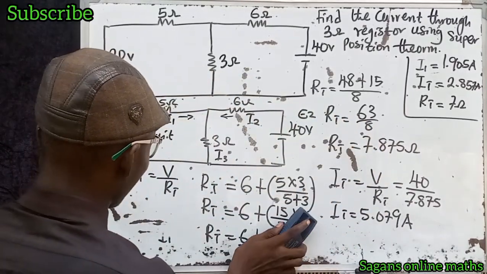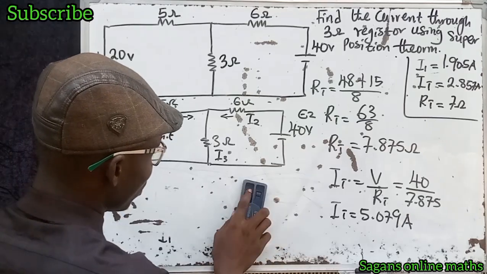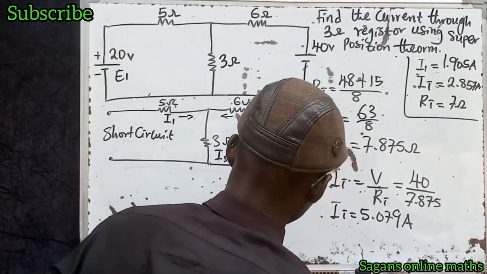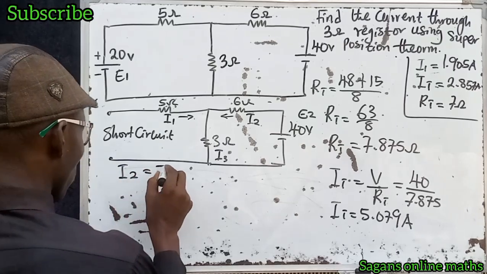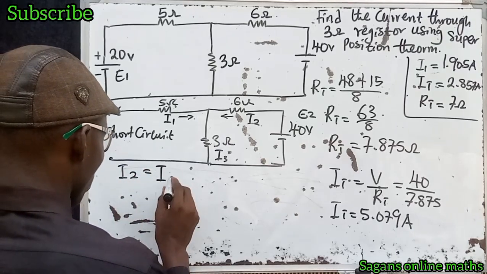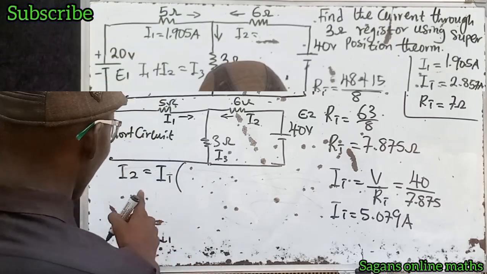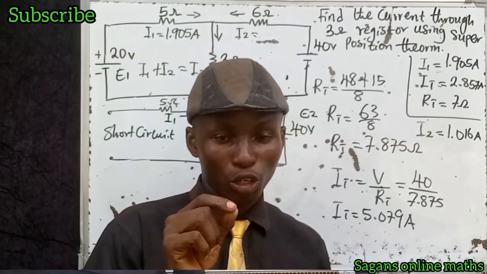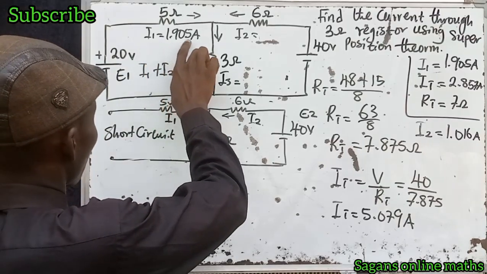So I can remove this from here, right? Let me remove this from here quickly. Alright. Now that means it will be what? I2 is equal to our total what? Total current, which is just this. Now let's look for the current that is flowing through I2. Remember, we are getting the current that is flowing through I1. The current that is flowing through I1 is 1.905 amps.